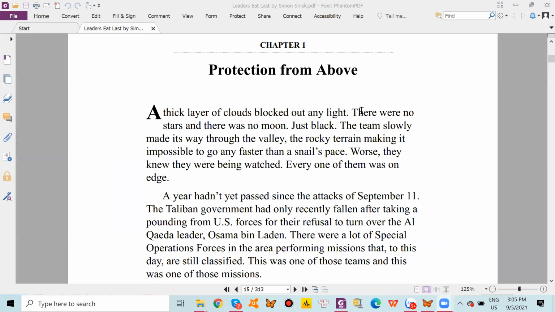Protection from above. A thick layer of clouds blocked out any light. There were no stars and there was no moon, just black. The team slowly made its way through the valley, the rocky terrain making it impossible to go any faster than a snail's pace.